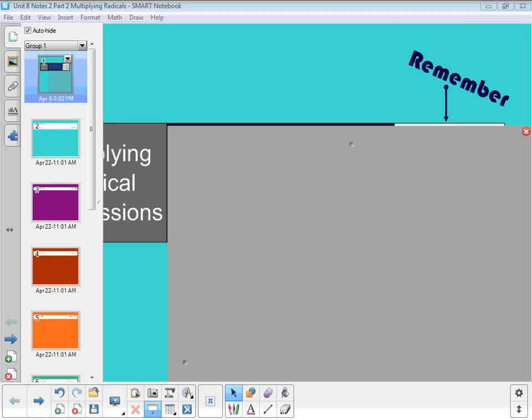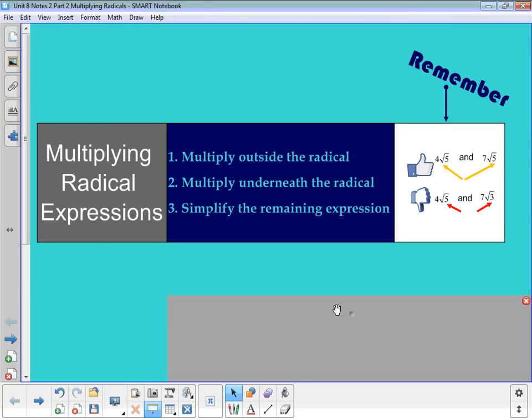So we're actually doing this as the second part of Notes 3, multiplying radical expressions. The reason I made a second part of Notes 3 is that you kind of already did it yesterday when we worked on rationalizing the denominator. So first, let's take a look at what we need to know for multiplying radical expressions.